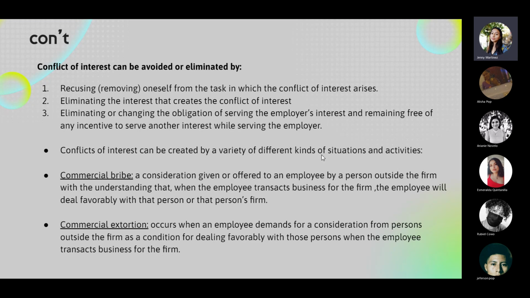The employee might steal from the firm, or the employee might use their position as leverage for illicit benefits from others through extortion or commercial bribery. So, extorting or accepting a bribe obviously creates a conflict of interest that violates the employee's contractual agreement to the employer.